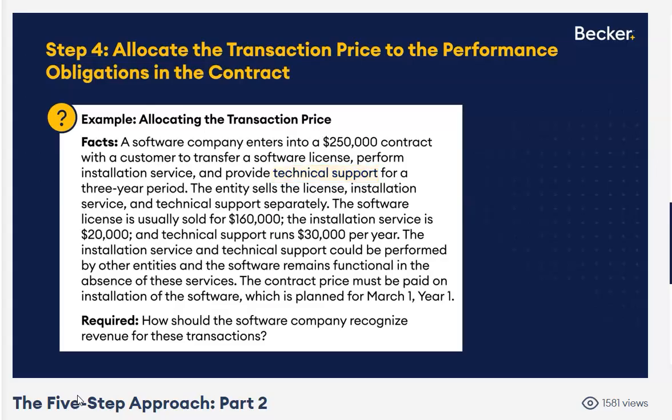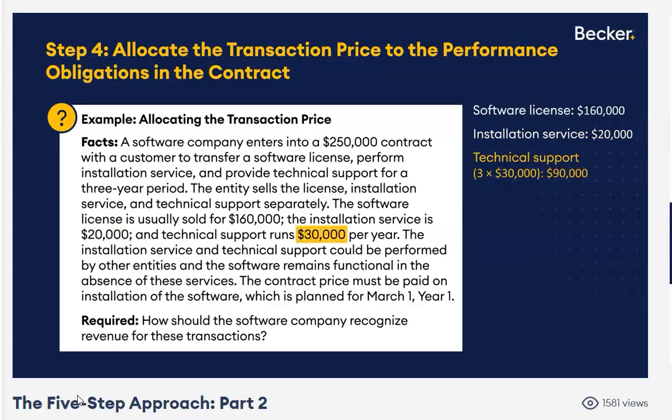Now the entity sells the license, sells the installation, and sells the technical support separately. So it appears as though each one of these could stand alone. You could buy one without buying the other. The license is usually sold for, all by itself, $160,000. Installation, if you just want to buy something from someone else and have them install it, $20,000. And technical support, if you want it, is $30,000.